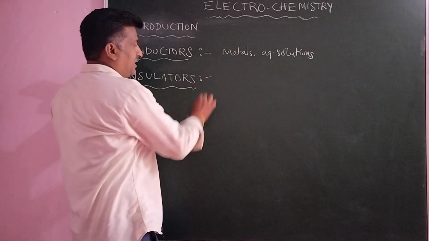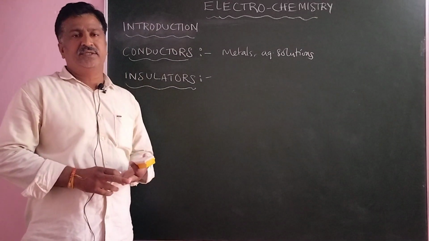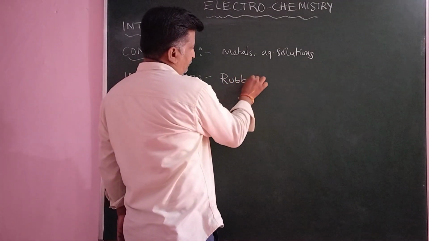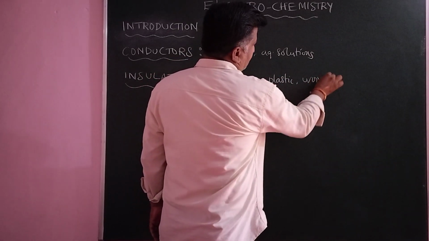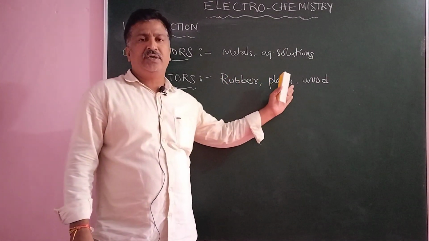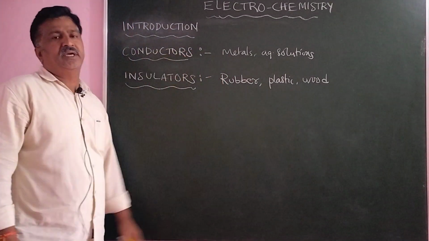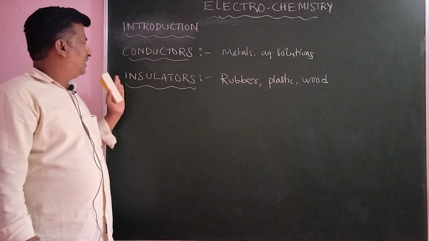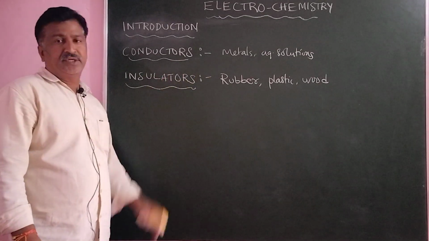And what are insulators? Insulators are the substances which do not conduct electricity. For example, rubber, plastic, wood. So these are the insulators. These are the substances which do not conduct electricity, and these are the substances which do conduct electricity. The substances which conduct electricity are called conductors, and the substances which do not conduct electricity are called insulators.